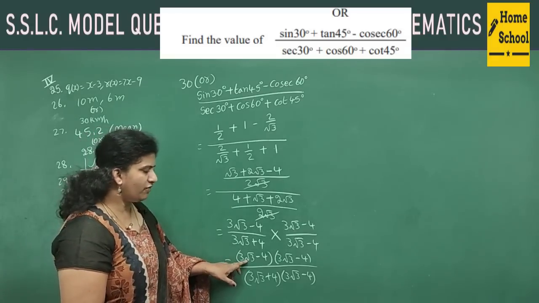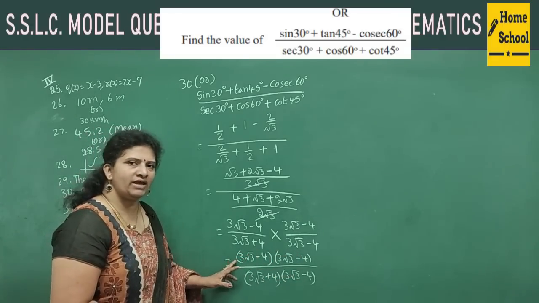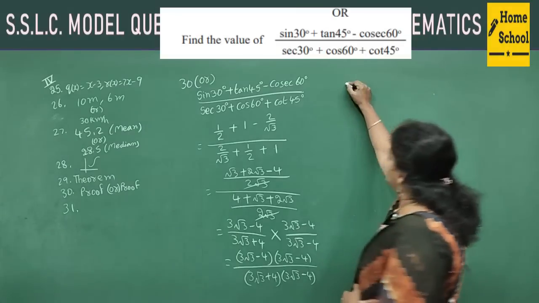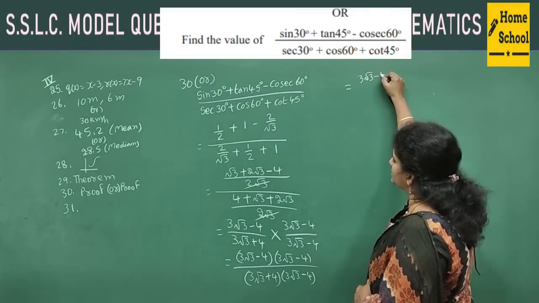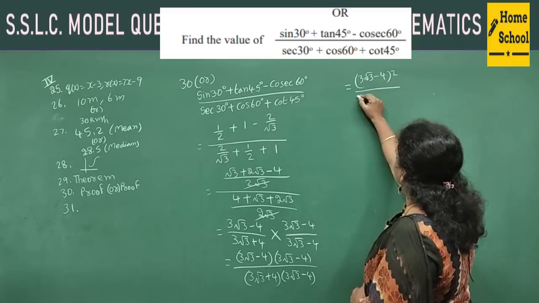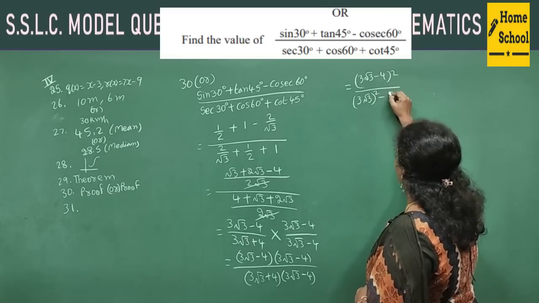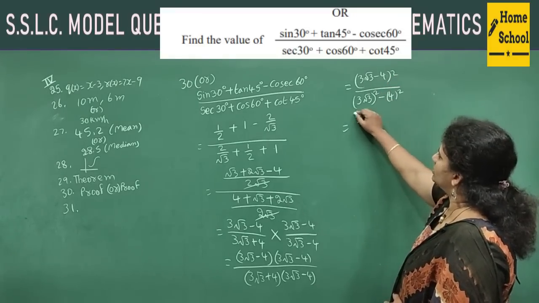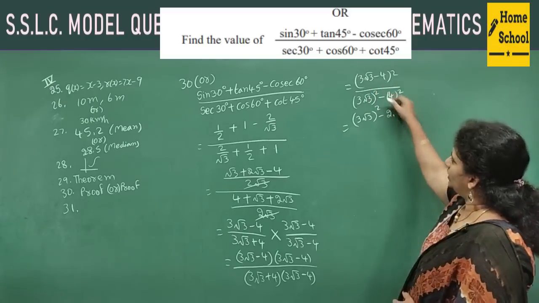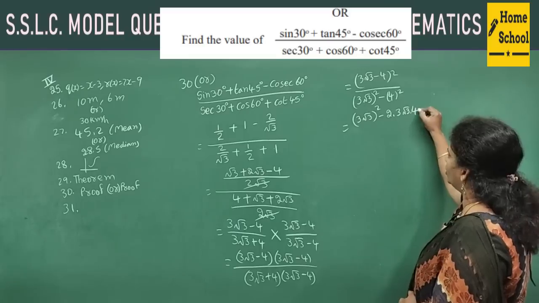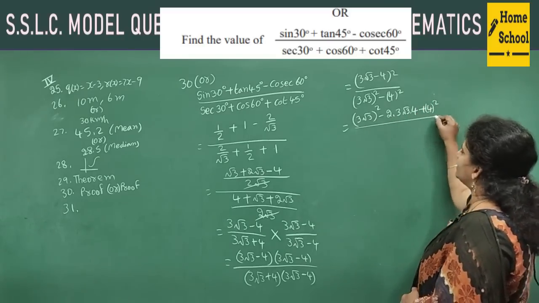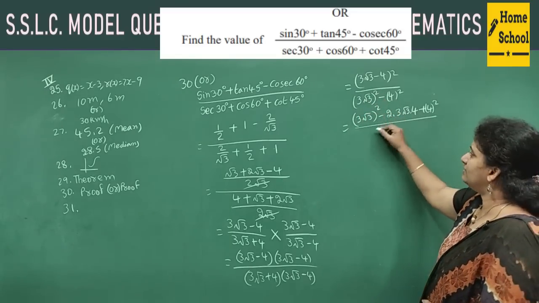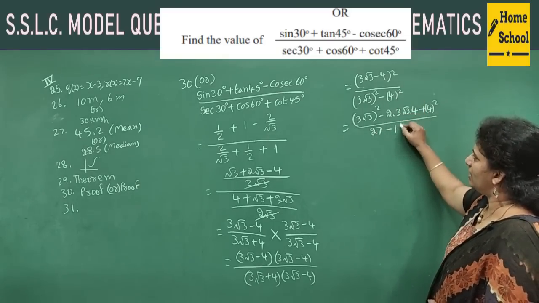Observe here, children, the numerator is in the form of a minus b into a minus b. I can write it as a minus b whole square. The denominator is in the form of a plus b into a minus b. So this we can write as 3 root 3 minus 4 whole square by 3 root 3 whole square minus 4 whole square. Now apply the a minus b whole square formula. 3 root 3 whole square minus 2ab, 2 into 3 root 3 into b value 4, plus 4 whole square, whole divided by. Observe here, 3 root 3 whole square means 3 3s are 9. Root 3 into root 3, 3. 9 3s are 27 minus 4 4s are 16.